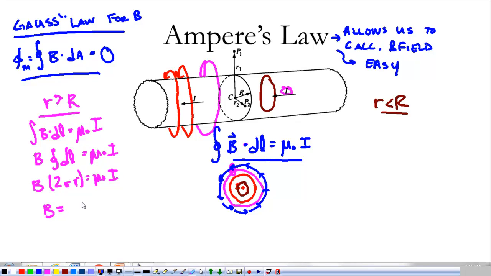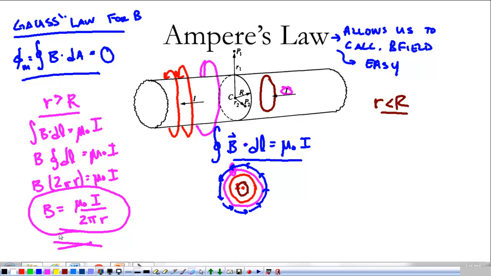So that magnetic field from a single wire on the outside comes out to be mu0 times I over 2 pi r. This is worth memorizing because it comes up a lot, but it's very, very easy to derive. This is how we get the magnetic field outside of any wire carrying current I.